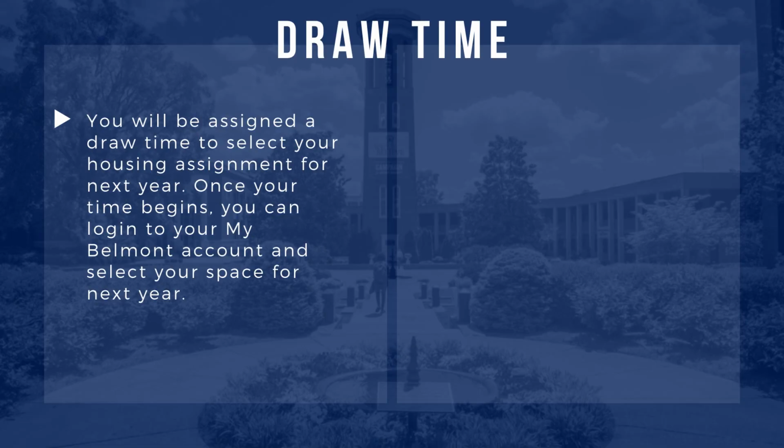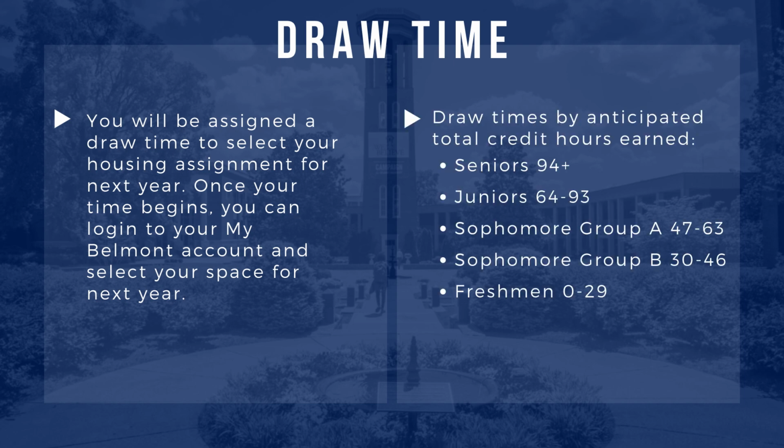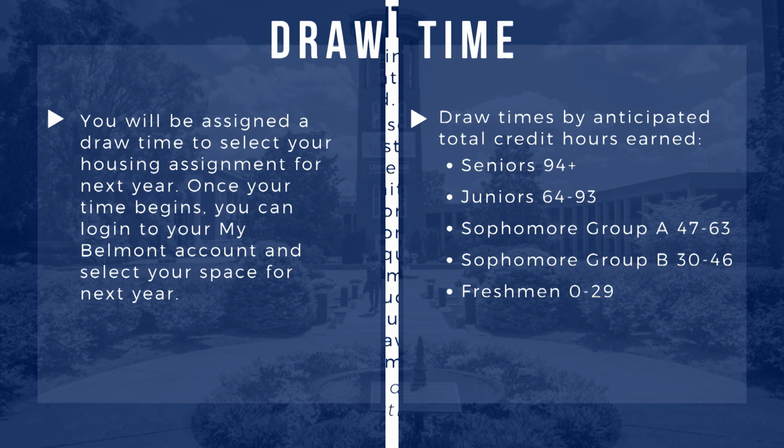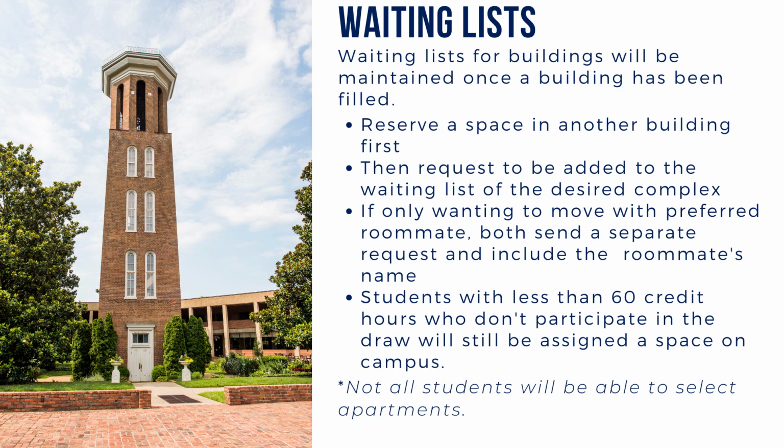You will be assigned a draw time to select your housing assignment for next year. Once your time begins, you can log into your My Belmont account and select your space for next year. Draw times are based on anticipated total credit hours earned at the end of this current semester and are assigned randomly within each classification group. Seniors get to choose first, then juniors, then sophomore group A, sophomore group B, and finally freshmen.